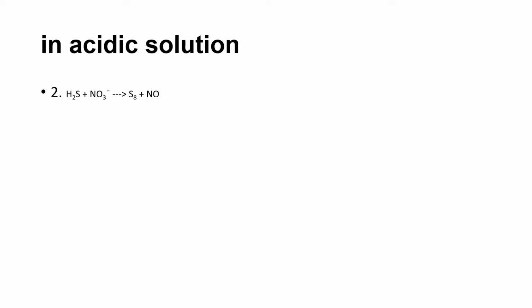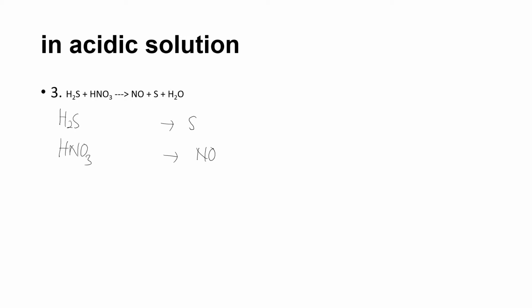Number 2, once again, step 1, separate this one equation into two parts. H2S to be S, and then HNO3 to be NO. We ignore H2O because in the process we'll use H2O.